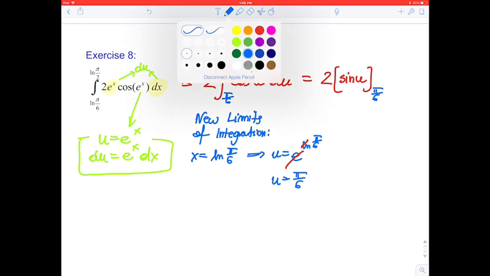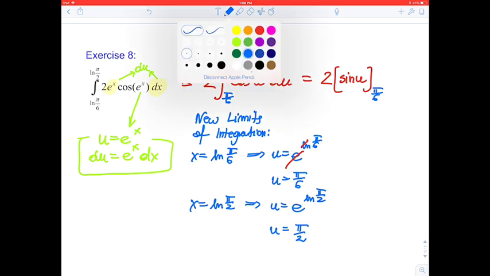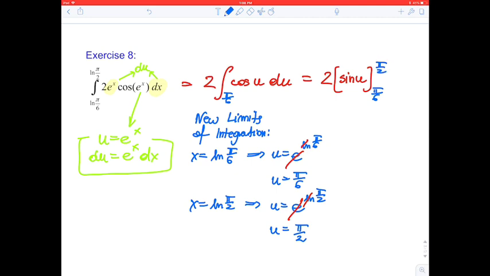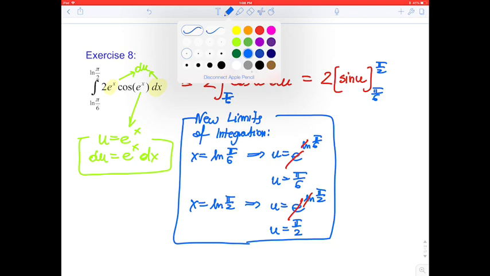Okay? If x is ln of pi over 2, u is defined as e to the power of ln of pi over 2, where e and ln cancel out. Pi over 2 is the new value. Okay, new limits of integration. Let me do it a little bit nicer. Okay, that's me. Now let's see.